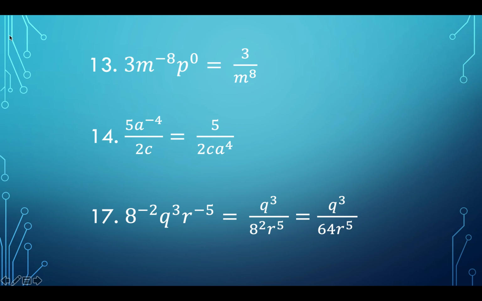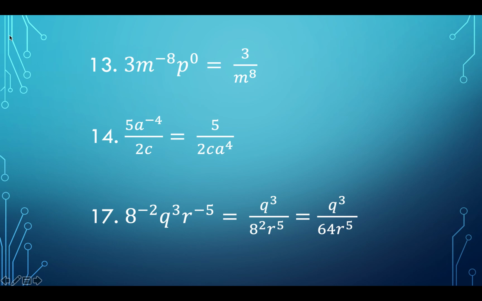And in 17, I gave you guys 8 to the negative 2, q to the 3, and r to the negative 5. So you have a negative 2 power and a negative 5 power. We don't like those. We don't like negative exponents. Bring them down into the denominator. So you're left with q to the 3 over 8 squared and r to the 5th.